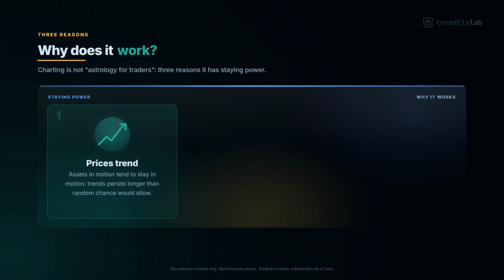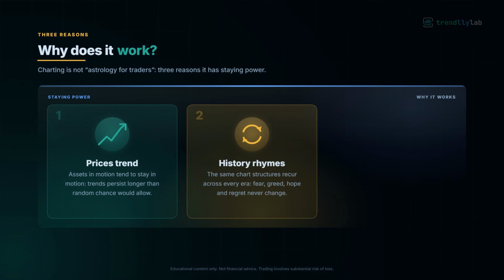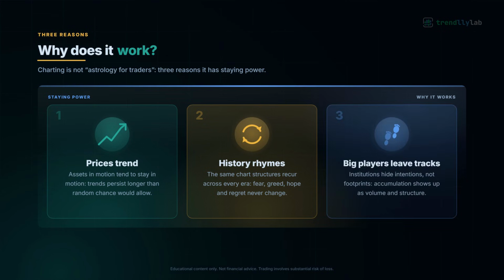chance would allow. 2. History rhymes. The same chart structures recur across every market and every era, because the human reactions behind them, fear, greed, hope, and regret, never change. 3. Big players leave tracks. Institutions can hide their intentions, but not their footprints. Sustained buying, which is accumulation, and sustained selling, which is distribution, show up as volume and structure on the chart, whatever the press release says.